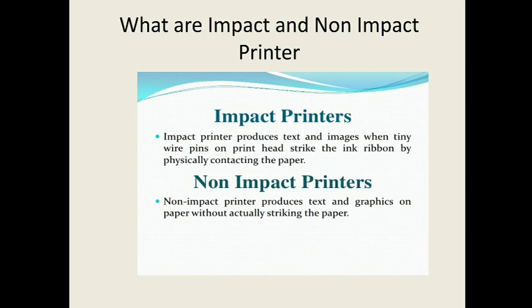Impact printer. It forms characters by striking a print hammer against an ink ribbon. It uses either ribbon or carbon paper. It makes noise while printing. Impact printer has a very low printing quality. Example: dot matrix printer, daisy wheel printer.